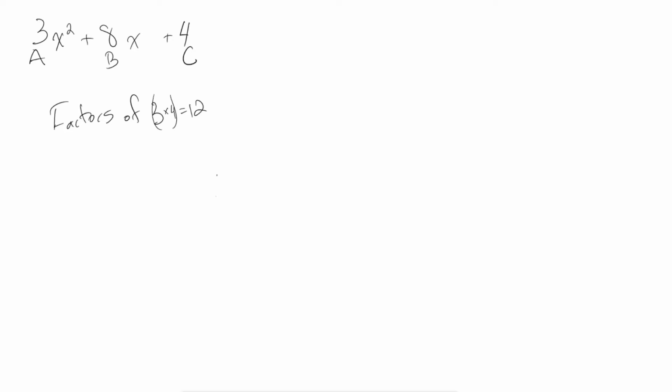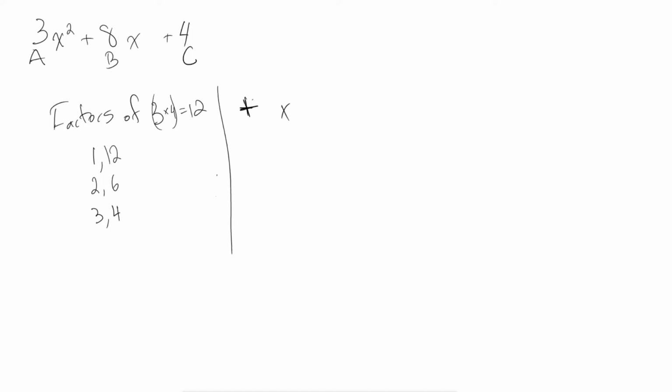So we need to find our factors. Our b is positive, our c is positive, so we only have to worry about our positive factors. Our factors of 12 are 1 and 12, 2 and 6, 3 and 4. There we go. And then we need to find the sum and the product, the same order we did before.